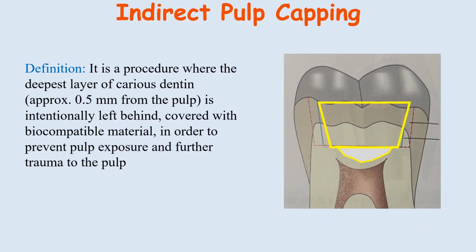Indirect pulp capping is a very important short note question from the examination point of view, so follow it carefully. First step is the definition. It is a procedure where the deepest layer of the carious dentine, that means this particular layer, if you look at this diagram, is left behind intentionally, covered with a biocompatible material in order to prevent pulpal exposure and further trauma to the pulp.